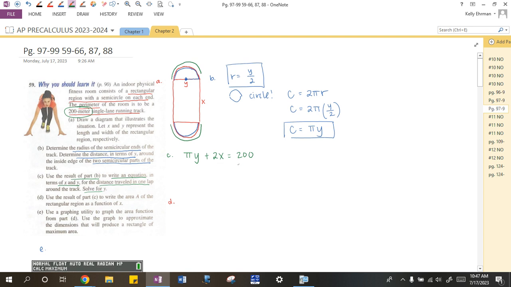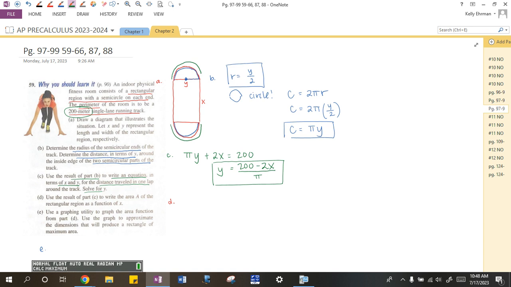So you would subtract 2x. That'd be pi times y equals this. So divide the whole thing by pi. So there's our equation solved for y. And I want to throw in an extra piece. We need to get used to, for just as good practice in mathematics and in preparation for our AP test, we need to get into the habit of figuring out perimeter.